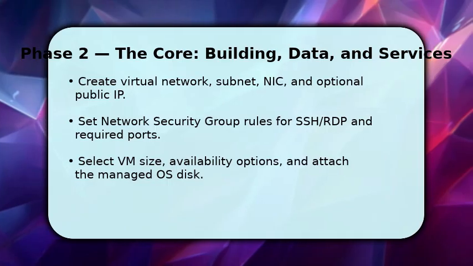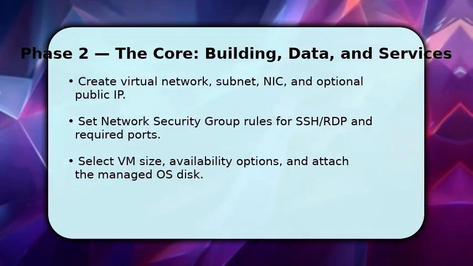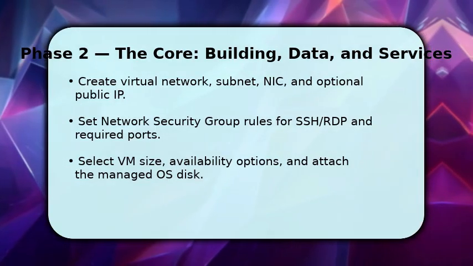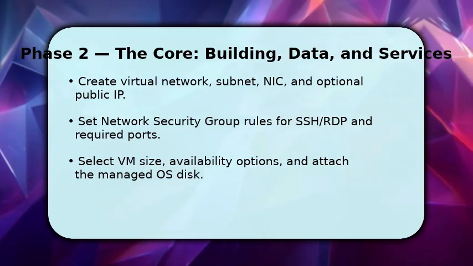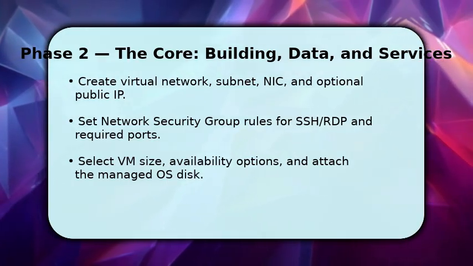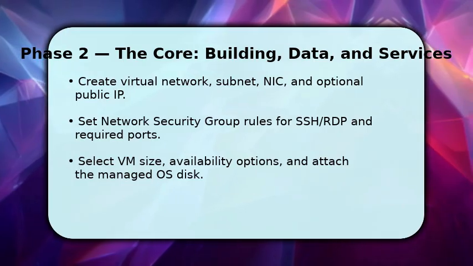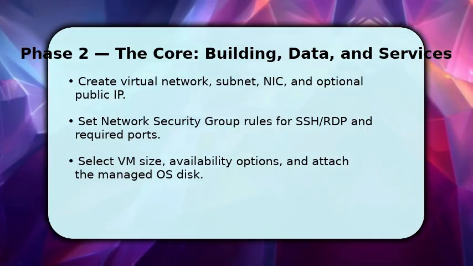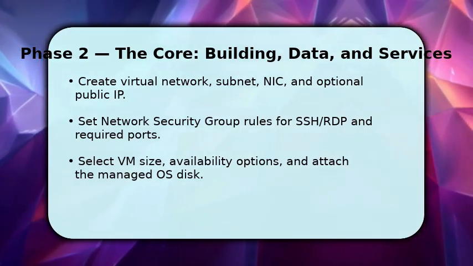Create a VNet, subnet, NIC, and assign a public IP if you need remote access. Make NSG rules for SSH or RDP with least privilege. Next, pick a VM size that matches the OS disk and expected workload. Don't undersize CPU or memory.